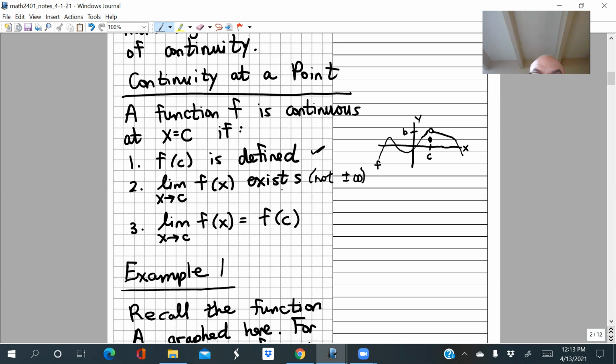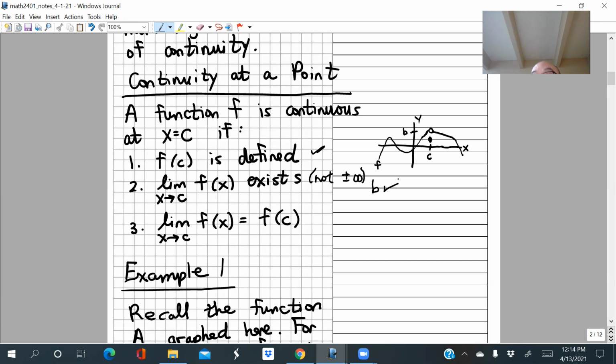Now you might think this is what is wrong: the limit as x approaches c does not exist. But Colin, the limit as x approaches c does exist. What is the limit here for this graph? As x approaches c, what's happening to our curve? What's it going up to on both sides? What value? B, right. So this limit does exist. It's B. So 2 is okay because the limit exists.